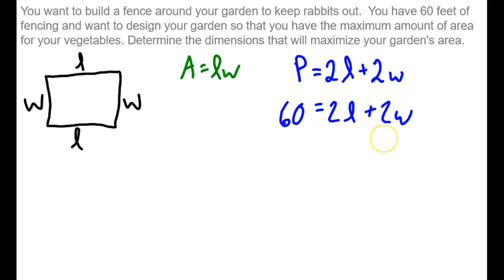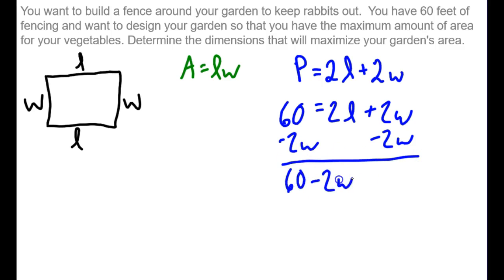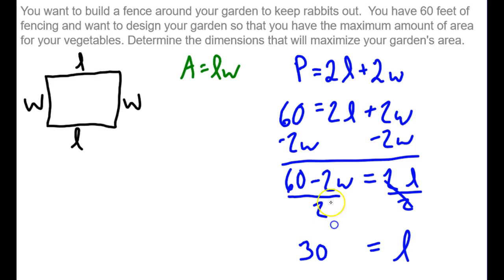Now we have two variables. We need to get one variable isolated by itself so that we can substitute that back into the other equation. So I'm just going to isolate L by itself. So I can subtract 2W from both sides. So 60 minus 2W is equal to 2L. Then to get L by itself, divide by 2, divide by 2. So L is equal to 60 divided by 2 is 30, 2W divided by 2 is W, so 30 minus W.